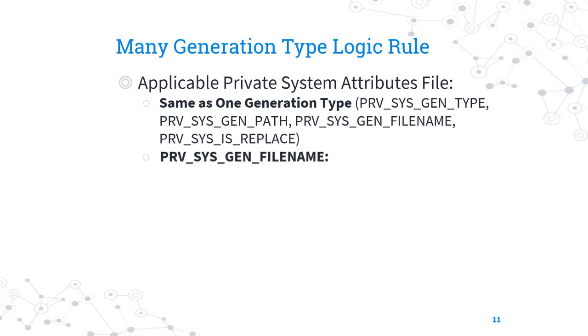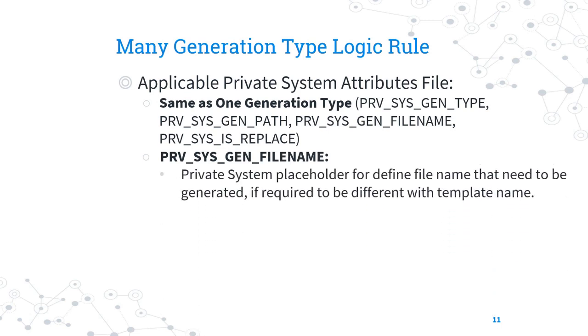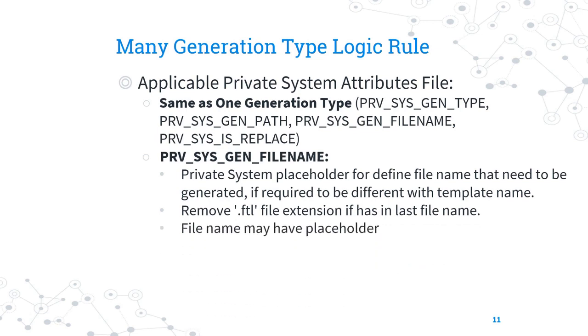For PRV_SYS_GEN_FILE_NAME, the feature will be the same as in the one generation type, but in this many generation type we add an additional feature, which is that the file name may have a placeholder that we already discussed earlier on the previous slide.